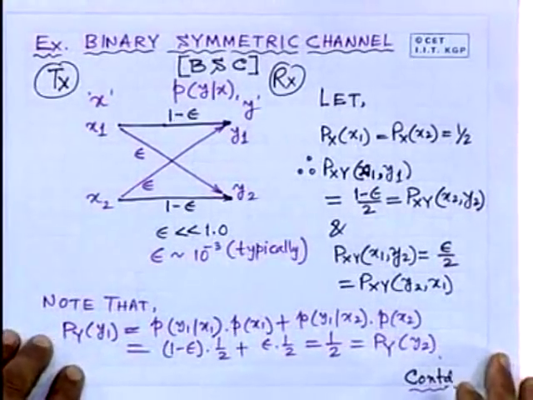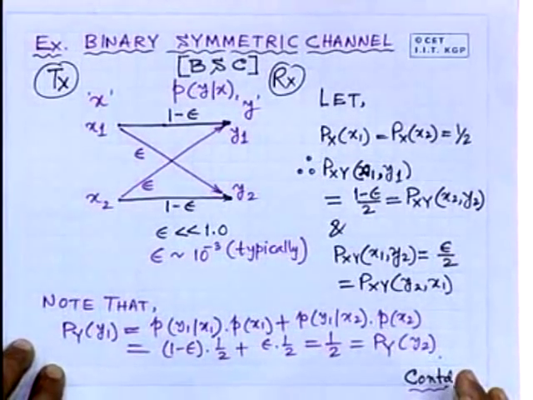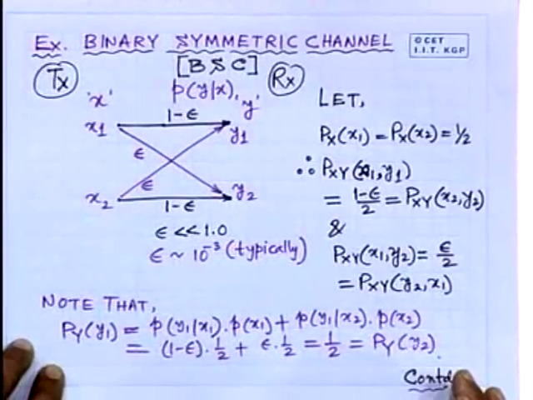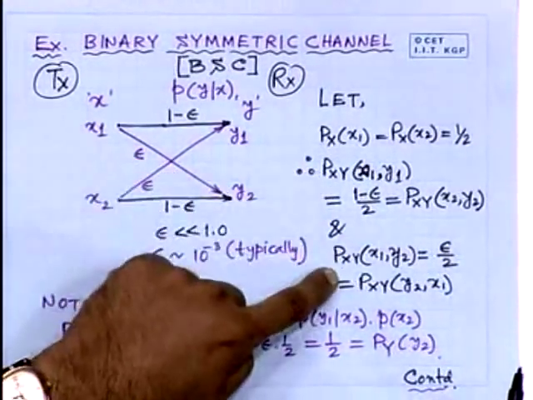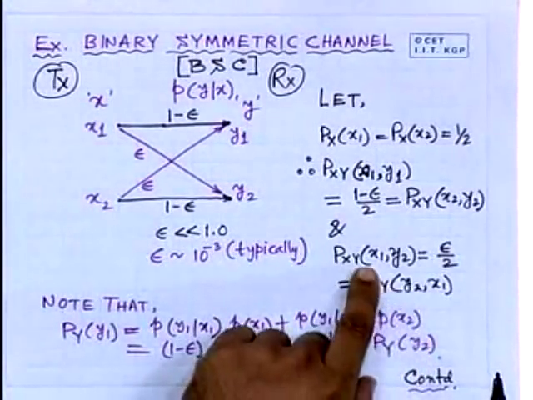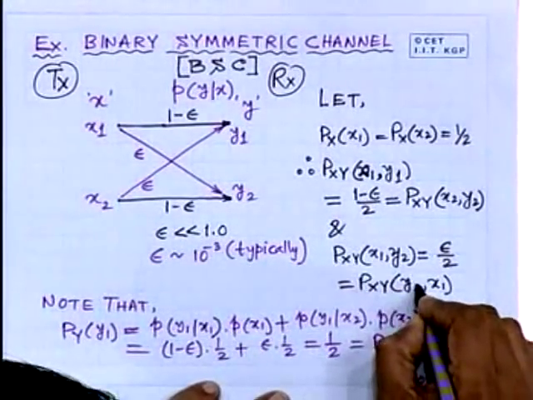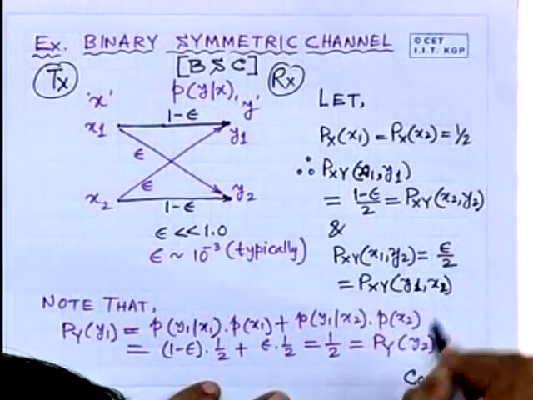Shouldn't it be P of x1 given y2 equal to P of x2 given y1? Here? Yeah, it's y1 x2. That's the change, isn't it?